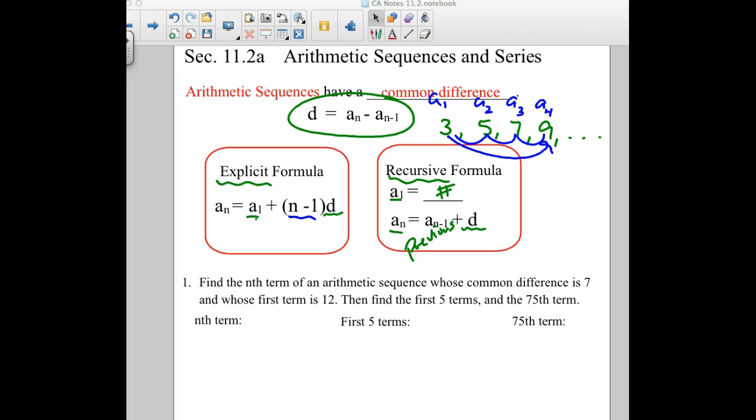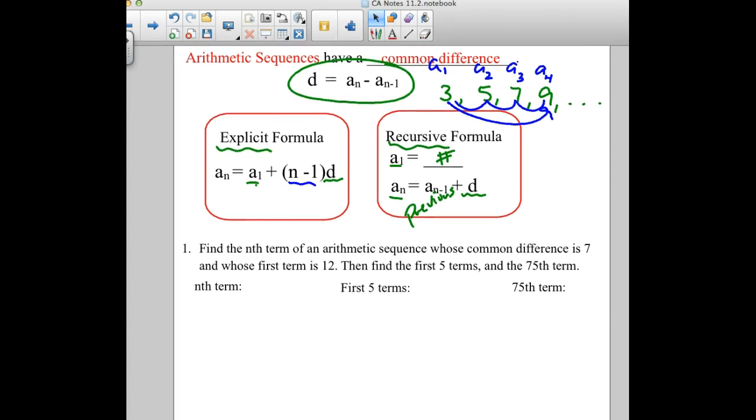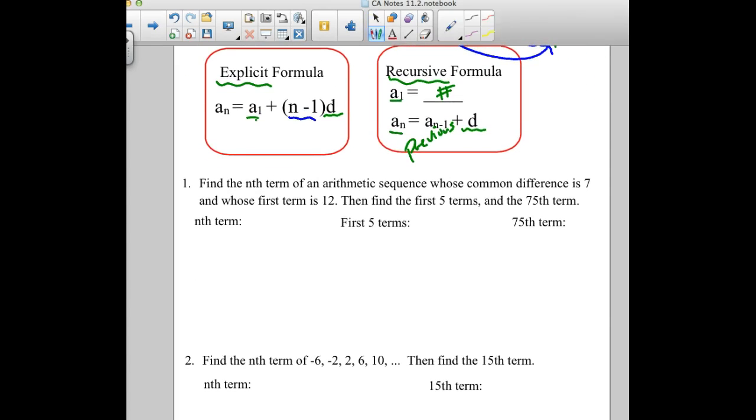Our first example says find the nth term of an arithmetic sequence whose common difference is 7 and whose first term is 12. And then they want us to generate the first 5 terms and find the 75th term. So are we given enough to create the nth term, that formula, the general rule for the nth term? Nick says, oh yeah. We have the information. Okay.